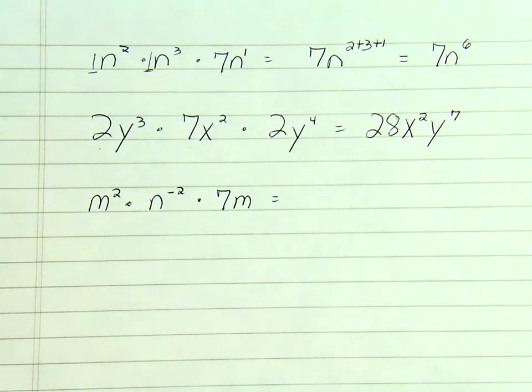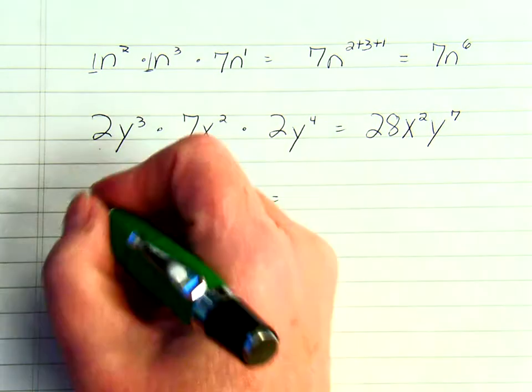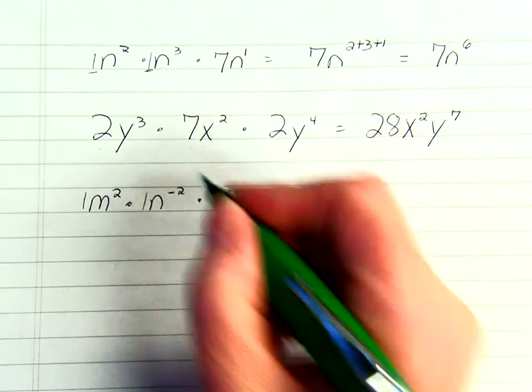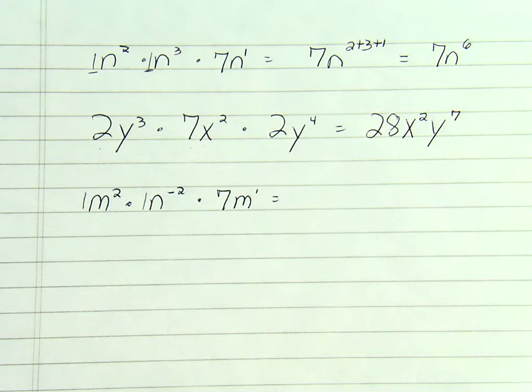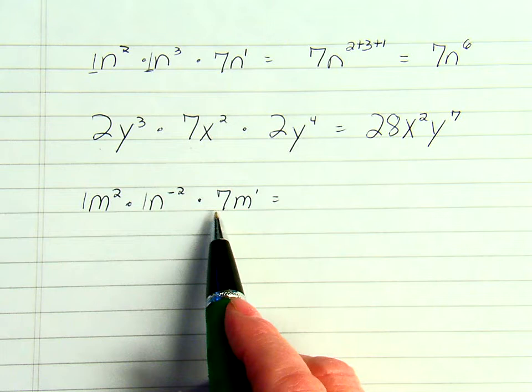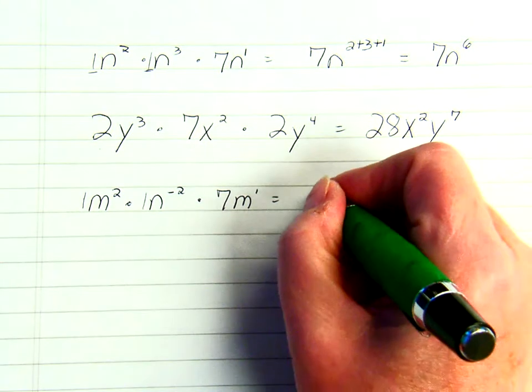Okay, now if it helps, put your exponents, even if you can't see them, put the 1 there if it helps so you don't forget. If it helps, add your 1 as your coefficient. So starting again with our coefficients, 7 times 1 times 1 is 7.